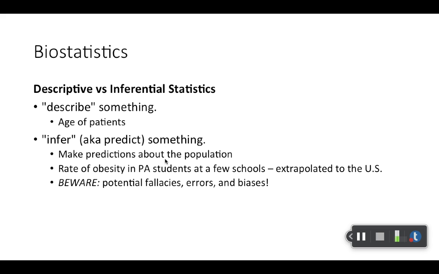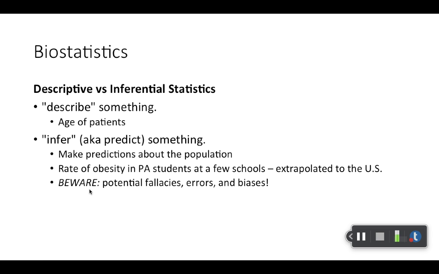And you guys have probably heard me say this before. I say it all the time. It's one of my favorite lines that my wife rolls her eyes at and doesn't ever laugh. Humans are really good at making predictions about the future. We're just really bad about being correct about those predictions. So when you see inferential statistics, always keep that in mind: beware of their potential fallacies, errors, and biases when you're making predictions.